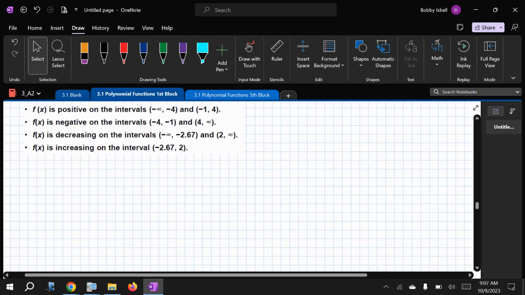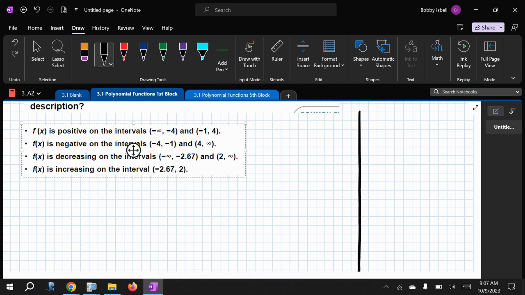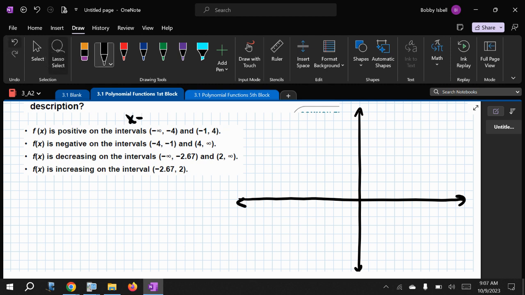So let's just draw us a little coordinate plane over here. Maybe not so little, but one that has a nice average size to it there. Now it says it's positive from negative infinity to negative 4. So that means x values. This is what intervals are. When it's talking about intervals, it's talking about x values. So from negative infinity all the way to negative 4.